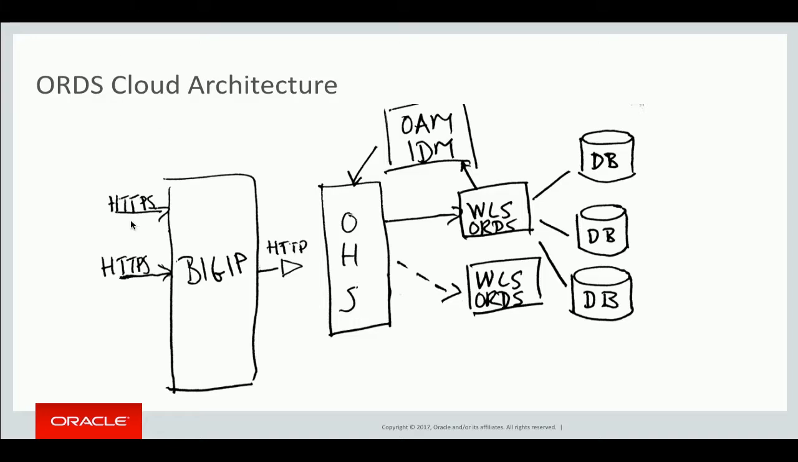So this scroll here is saying HTTPS, okay? That's probably the most unclear piece of text on that. All right, so this is the architecture of the Oracle Cloud Schema as a Service and Exadata as a Service systems, okay? So out front, we have this system we call Big IP.